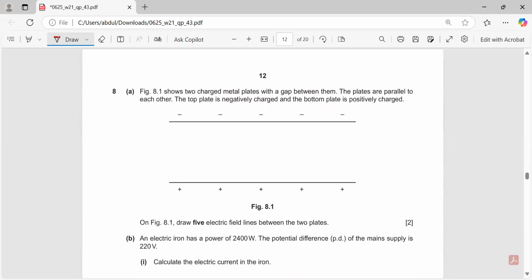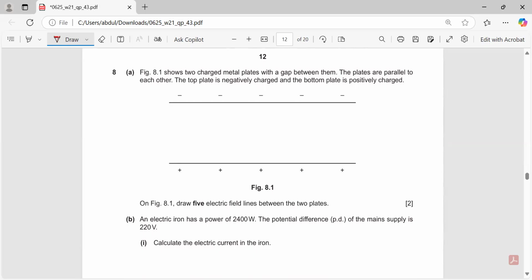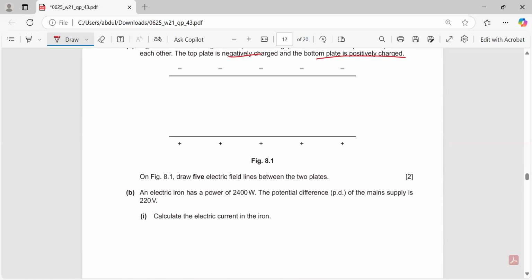Then, my dear friends, figure 8.1 shows two charged metal plates with a gap between them. The plates are parallel to each other. The top plate is negatively charged and the bottom plate is positively charged. On figure 8.1, draw 5 electric field lines between the two plates. I'm doing it roughly, but you will be drawing them in the exam with the help of a ruler.